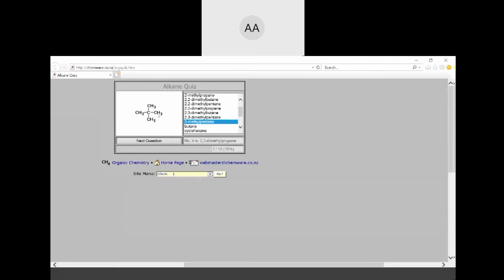Next question. Straight chain. Count the number of carbons. 5. What do you think the answer is? Well done. Okay, so we'll stop the quiz there for now, but that's a fantastic tool to use very easily when you're teaching online or to revise yourselves and to share with your students.